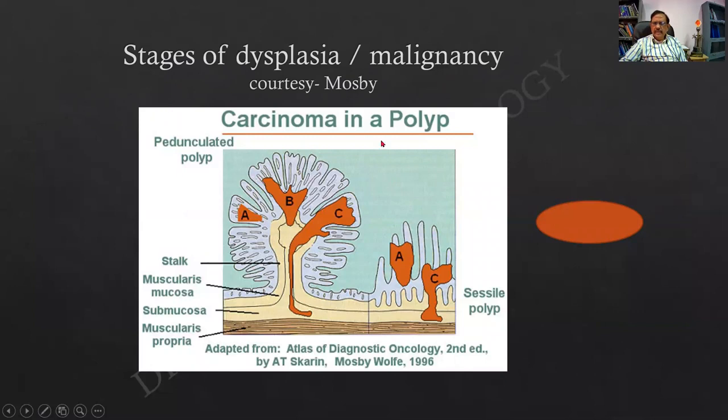Stages of dysplasia, we have already mentioned. It can be confined to the glands, or it can be gradually extending into the fibrovascular core, or it can be frankly invading. And this is a villous adenoma, which is again showing it. Please draw this.